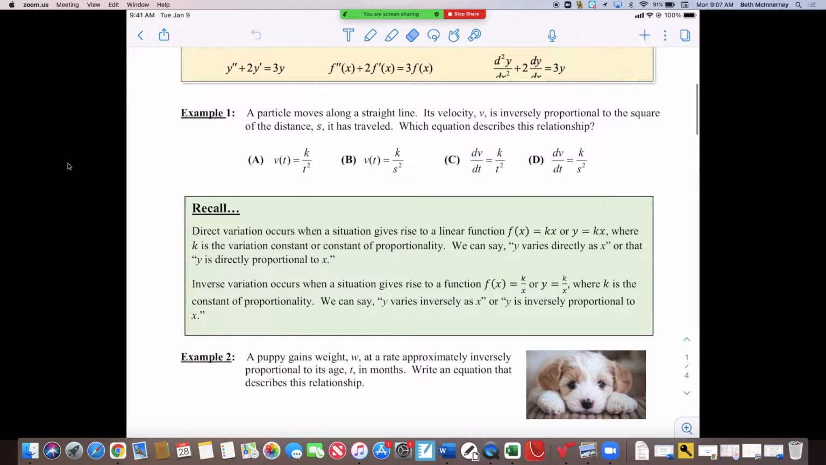A particle moves along a straight line. I'd like you to use your highlighter. Its velocity is inversely proportional to the square of the distance s it's traveled. So which of these four would describe that relationship? So discuss at your tables. 10 seconds, real quick. What do you think?